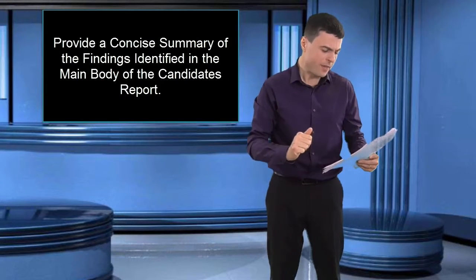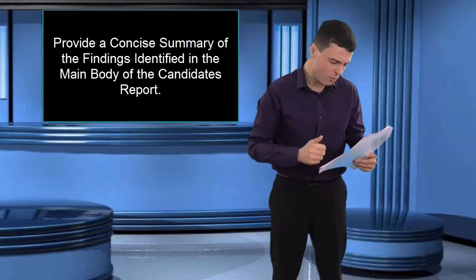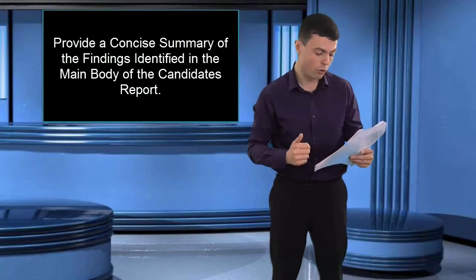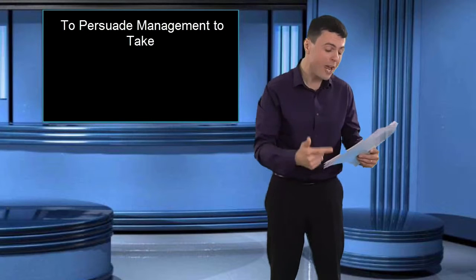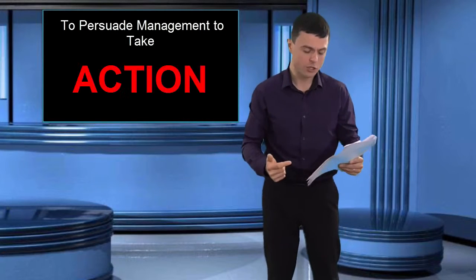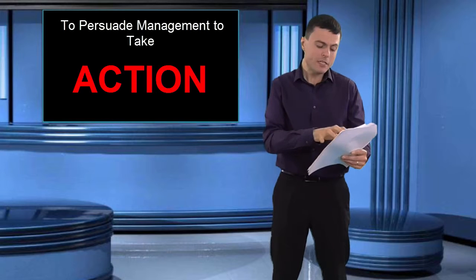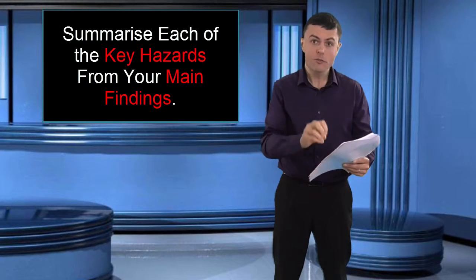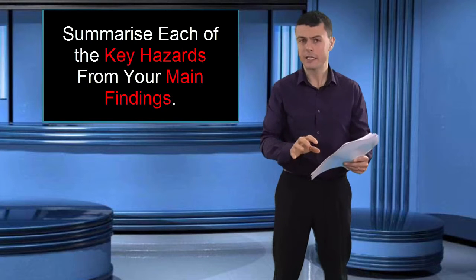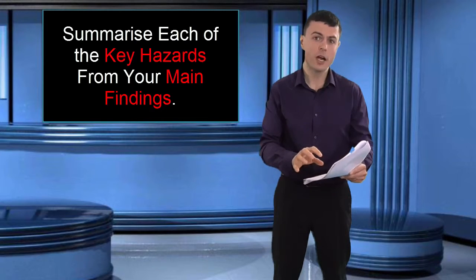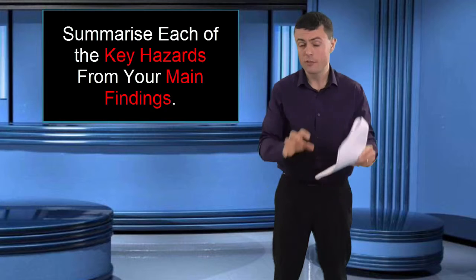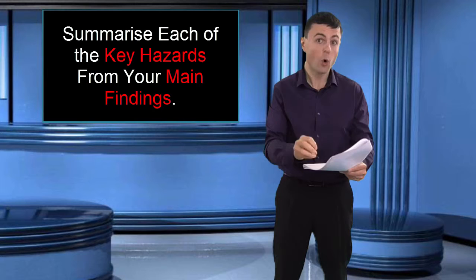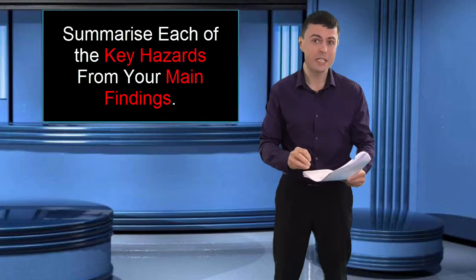First, it says they should provide a concise summary of the findings identified in the main body of the candidate's report. And second, to persuade management to take action. So what does that mean? It means, first of all, that you need to summarise each of the key hazards that are in your main findings. So if you've identified 4 key hazards and you've discussed those and their implications, then you need to summarise all 4 of those key hazards.